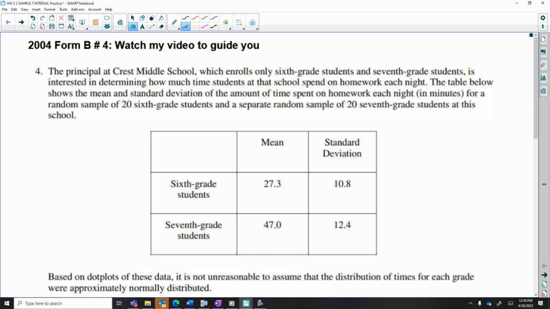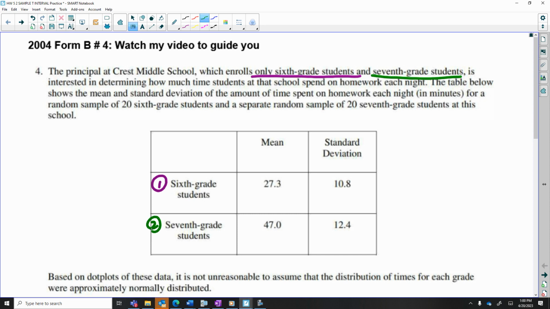So this question talks about how they were concerned with the number of hours of time that people spend on homework each night. It sounds like we have two groups, sixth grade students and seventh grade students, and notice they're listed here separately. I'm going to call population one sixth grade students at the school and population two seventh grade students. So they were interested in how much time they spent on their homework each night.